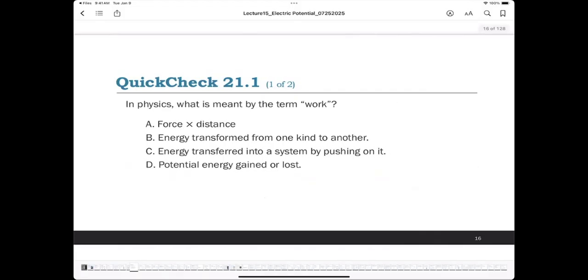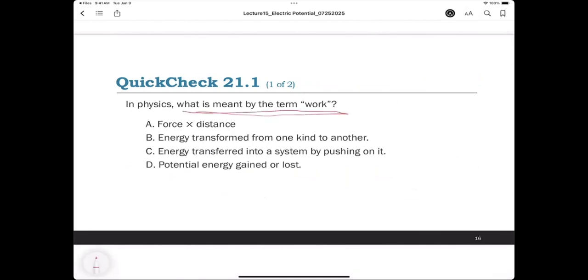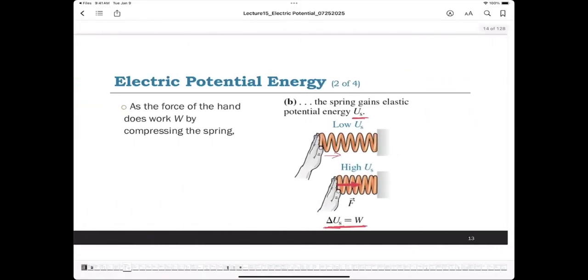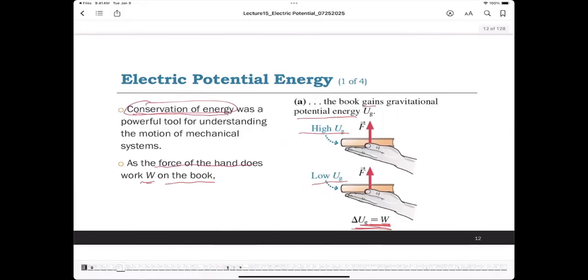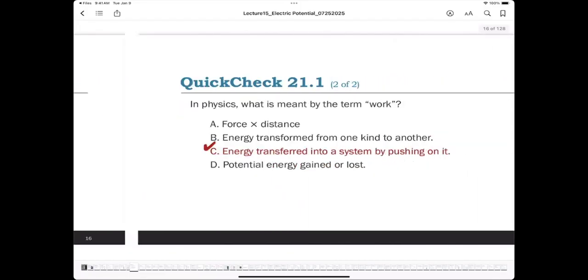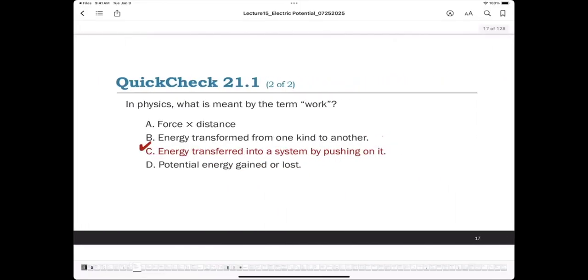In physics, what is meant by the term work? I think you have already learned this before. According to the definition of work, it is energy transferred into a system by pushing on it. You can see it for this example and for this example, it is always the energy transferred into a system by pushing on it. That makes sense here. The right answer should be C.